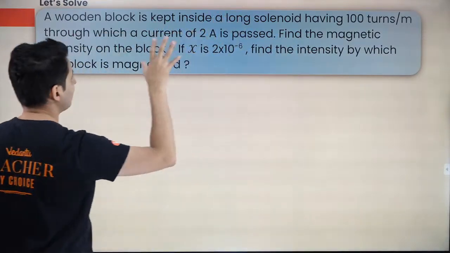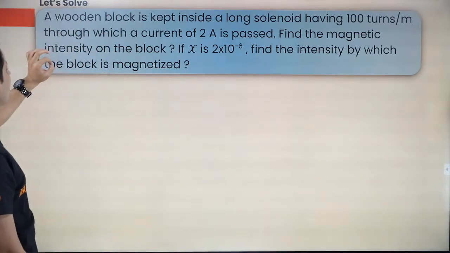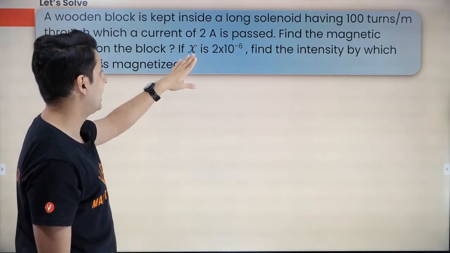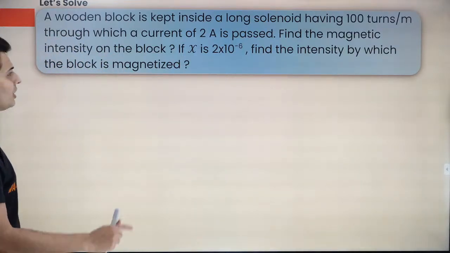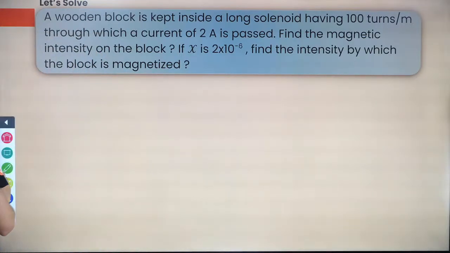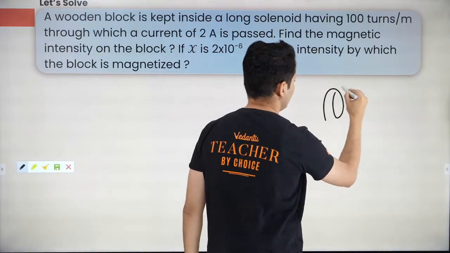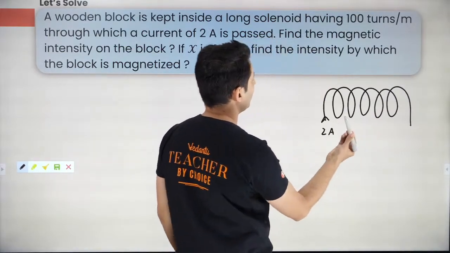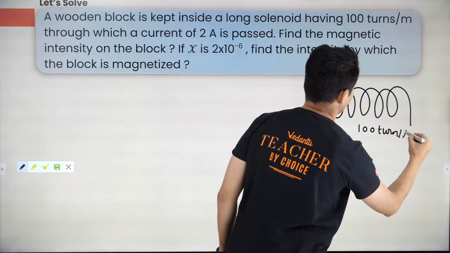A wooden block is kept inside a long solenoid having n 100 turns per meter, through which current is 2 amperes. Find the magnetic intensity. X is given, susceptibility is given. Find the intensity by which the block is also magnetized. So basically we have to find H and we have to also find I. Okay, so let's think about it. So I have kept a wooden block inside a solenoid, and the current passing through it is 2 amperes. All right, and there are 100 turns per unit length per meter.